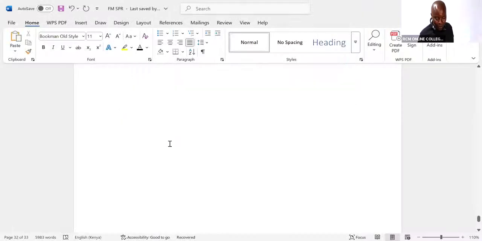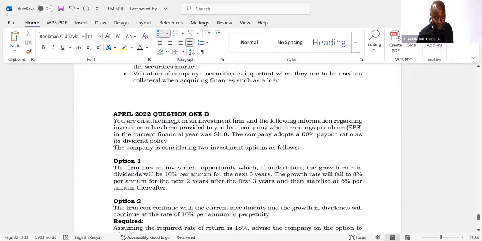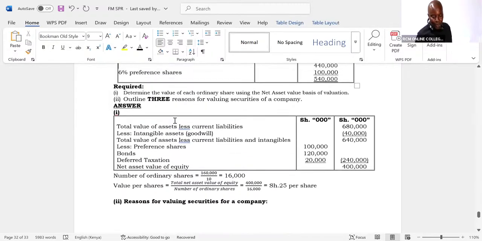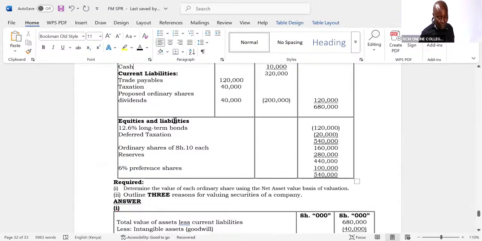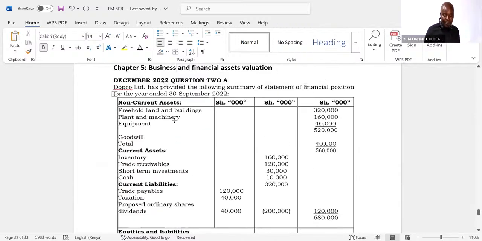So in our last class, we looked at how to value an organization. That's what we did. So as a quick way of recapping, I would want us to look at a past paper question. There is this sitting that they gave us an evaluation of an organization, and so many students were not able to get anything at all, which was really unfortunate. This was December 2022, question number 2A.